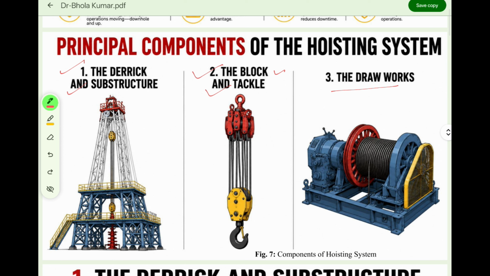If I talk about this structure, this steel cage structure, I will go through the definition also, so never worry about it. This steel structure is known as the derrick, and this space is known as the substructure. And the traveling block, like there is this crown block and this traveling block, they are attached with the rope. I will explain this thing. And this is the drawworks, whose basic function is to provide the torque. So we will discuss.